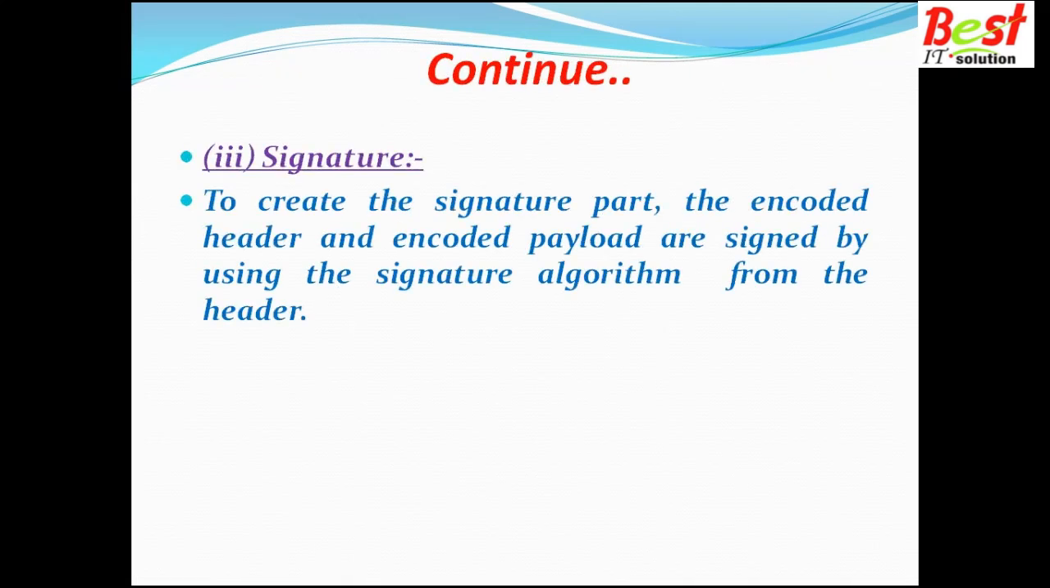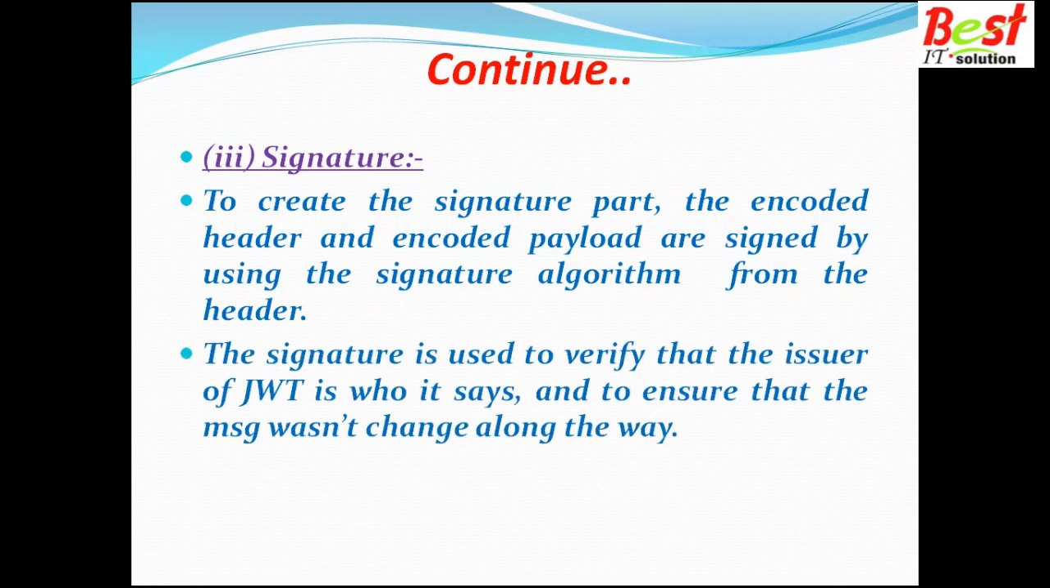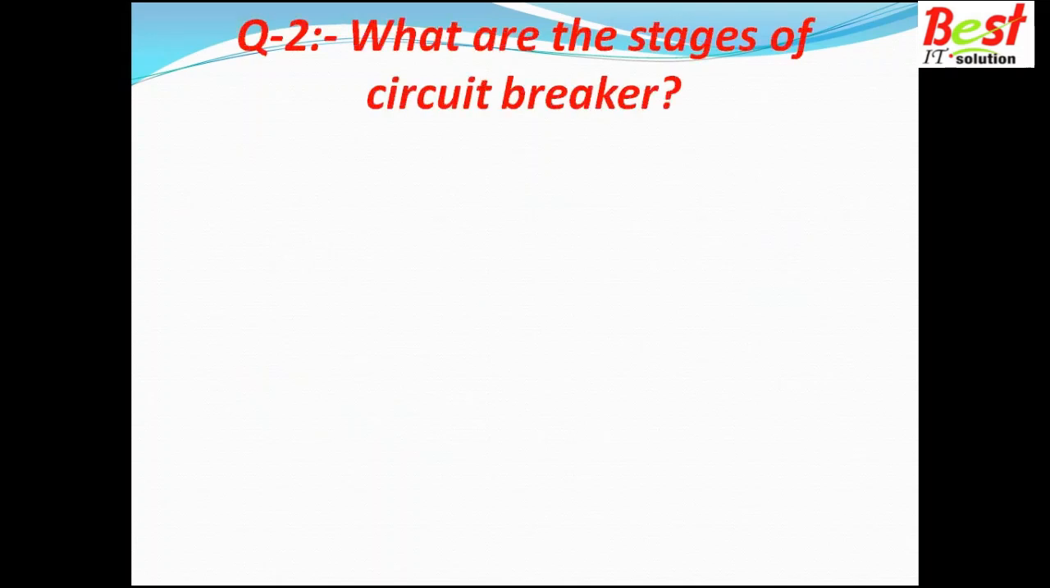And the third part of the JWT is the signature. To create the signature part, the encoded header and encoded payload are signed by using the signature algorithm from the header. This signature is used to verify that the issuer of the JWT is who it says it is, and to ensure that the message was not changed along the way.